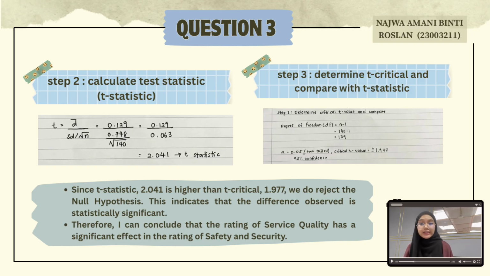Since the t-statistic is higher than the t-critical, which are 2.041 and 1.977 respectively, we reject the null hypothesis. This indicates that the difference observed is statistically significant. Therefore, I can conclude that the rating of service quality has a significant effect on the rating of safety and security.